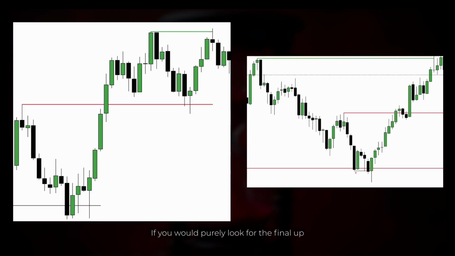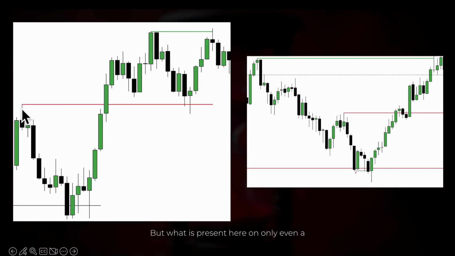If you would purely look for the final up-close candle, you would say, hey, the bullish breaker is down here, this big up-close candle. However, what I would like you to understand is that the price range from this high right here to this low is an imbalanced price range. And that means it will seek to retrace back into this high, so that price can be delivered in an efficient manner. That means that we can anticipate the retracement into that, followed by an expansion higher.